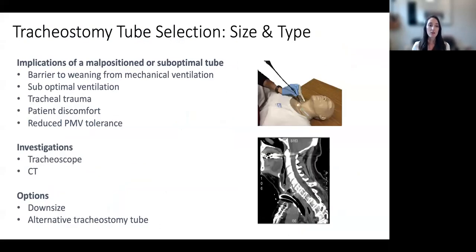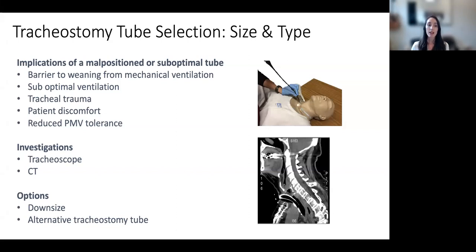So there's a range of implications that are associated with a tracheostomy tube that is malpositioned or a tube that is too big or too small. This can have significant impacts on communication and, as a result of that, psychological well-being. Additionally, it can impact on weaning from the ventilator, and can cause trauma, discomfort and irritability for the patient.